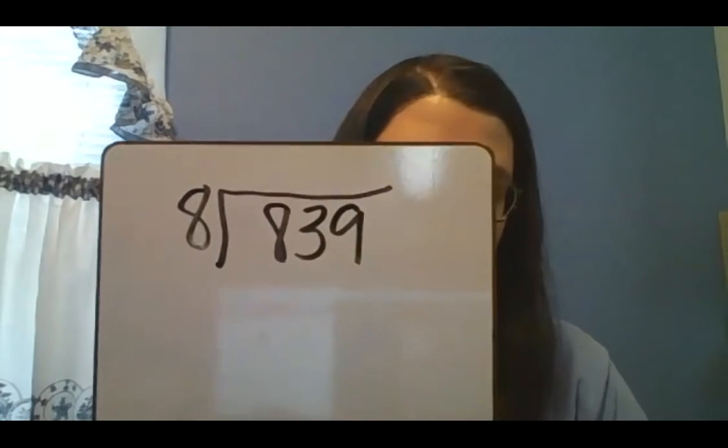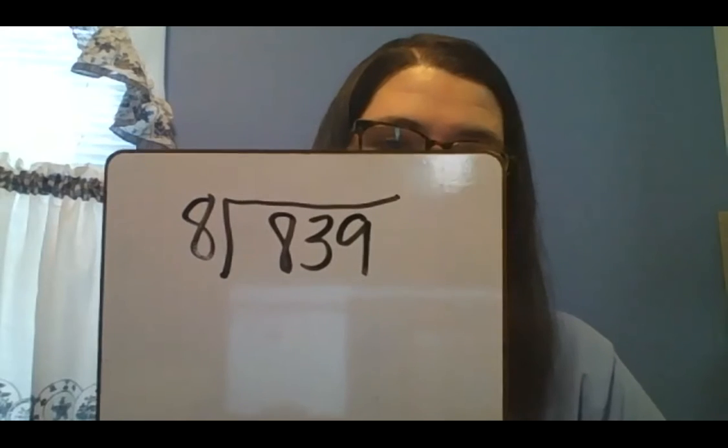Now let's look at what the second problem is. So the second problem, we're going to use a different strategy to solve this. We're going to use the traditional method to solve this division problem. So your second division problem is 839 divided by 8. Let me write that out here. 839 divided by 8. So there is the second problem on your worksheet.